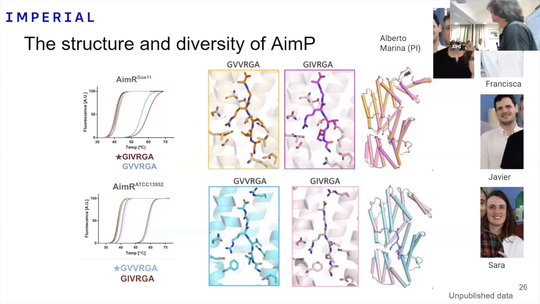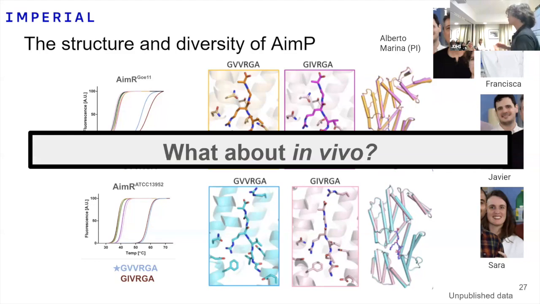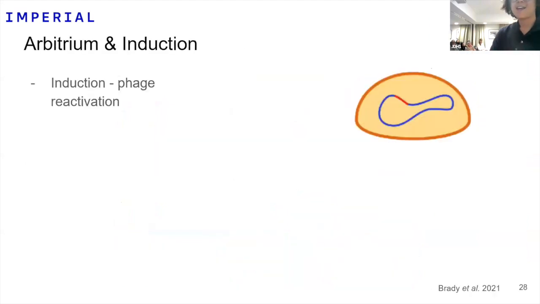So in vitro, crosstalk is possible. What about in vivo? And that's where my PhD jumps in. First thing I wanted to look at in terms of crosstalk in vivo was from the perspective of induction.